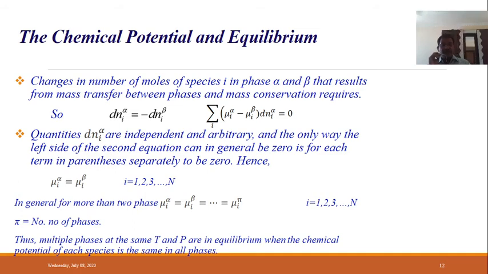So we have to see that the chemical potential of that species in alpha phase and beta phase should be the same. That may be for solid-liquid or solid-solid, or liquid-liquid, or solid-gas, or gas-liquid, or vapor-liquid. So this is applicable there. That's why this is very important, right?